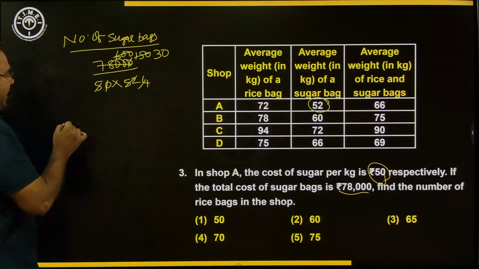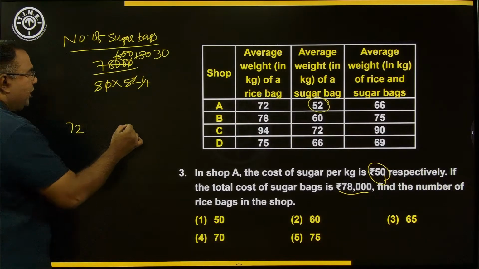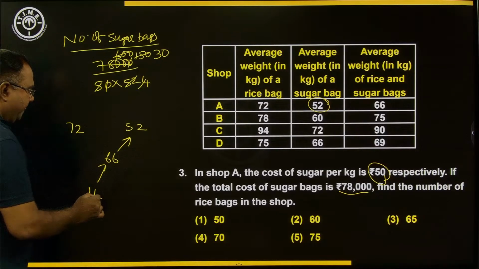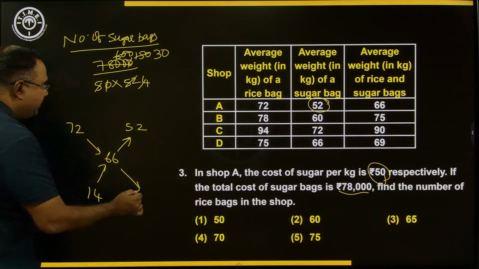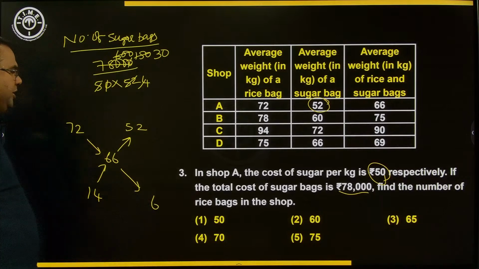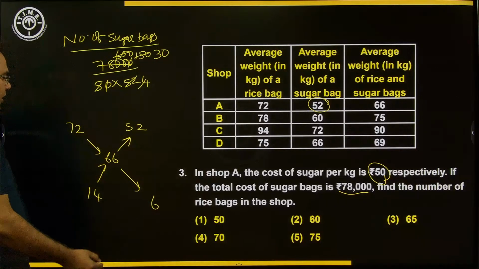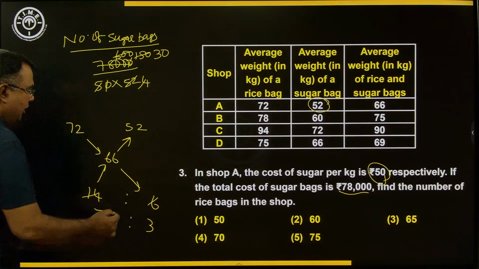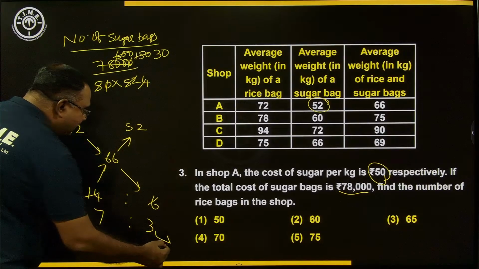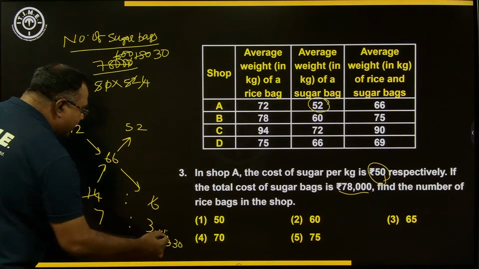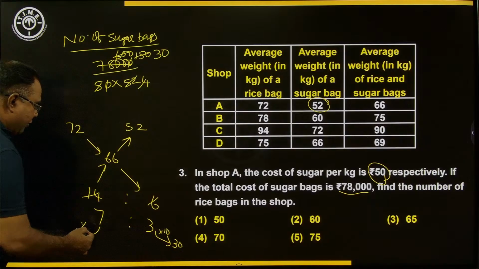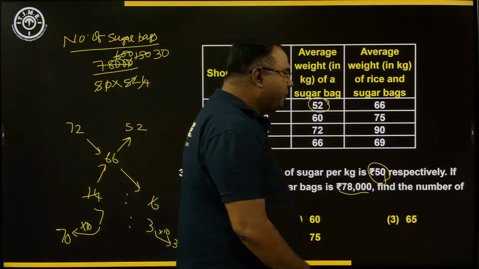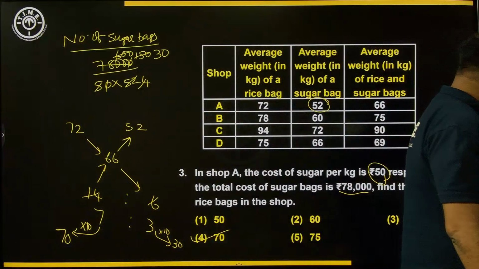Right? Now if I take A, the highest is 72, the lowest is 52, and the average is 66. So this difference is 14 here, and this is 6 here. Now, you can further simplify this: 2 3s, 2 7s. So we know that sugar bags are 30. If 3 represents 30, so 3 into 10 is 30. 7 represents how much? These are the number of rice bags, so into 10 you have to do. So the number of rice bags has to be 70. 70 is present in choice 4.